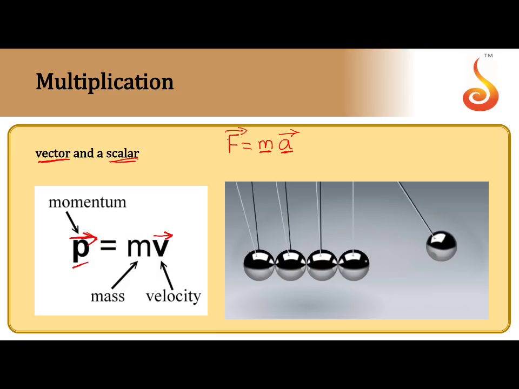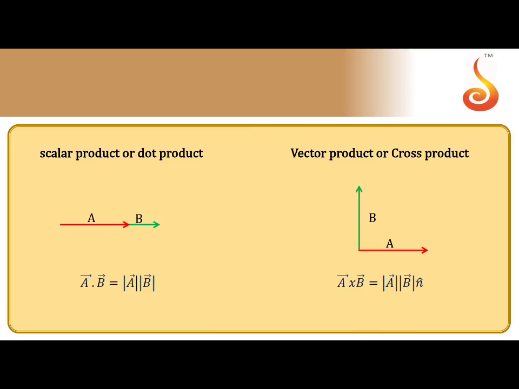Now let us see how to multiply two vectors. Multiplication of two vectors. Two vectors can be multiplied in two ways. One is called a scalar product, the other one is called the vector product. Why are they called so? In the first case, when you multiply two vectors, the resultant answer is a scalar quantity, hence you call it a scalar product. Whereas in the second case, the answer is a vector quantity, that is why you call it a vector product.